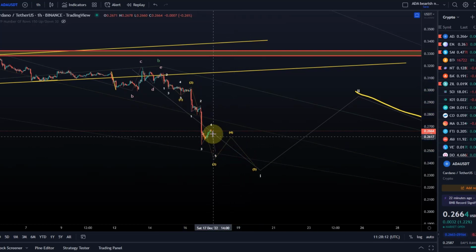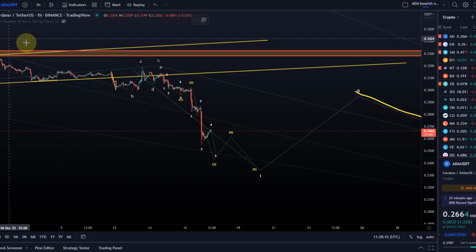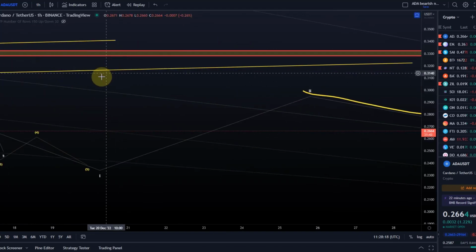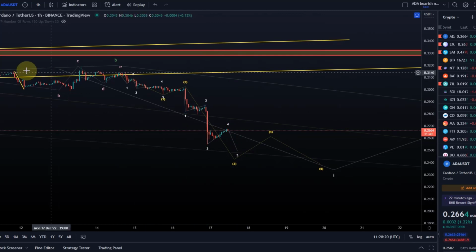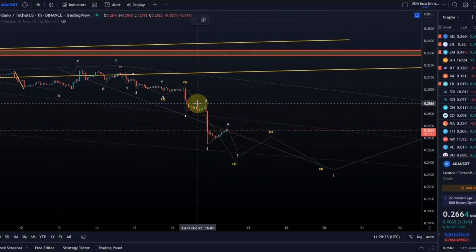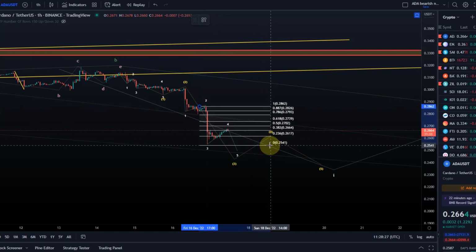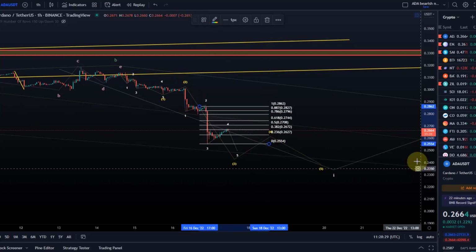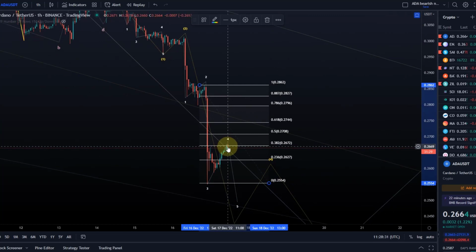I therefore expect we are now in this white wave 4. I can calculate a target for that as well. Let me zoom in, because the move up looks corrective as well. A, B, C. And this has now reached the ideal target for a wave 4. So if it gets above 27 cents, I will have to consider something different.